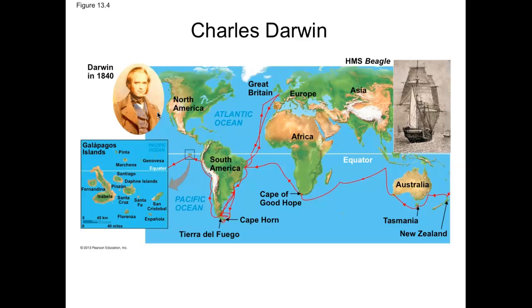So what you want to know is listed in your outline about him. The HMS Beagle voyage: the HMS Beagle was his ship, and he took a very long voyage. You can see in red the route that he went. He was only 22, so if you're 22 or almost 22, just think about that. You're basically riding around the world, cataloging and studying all these different animals on the planet.